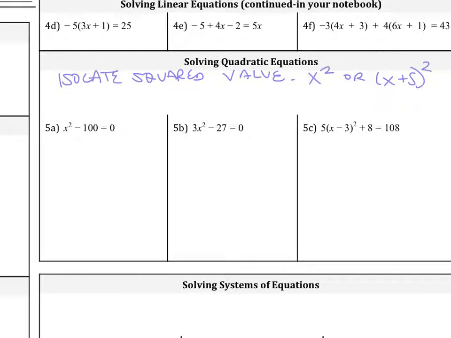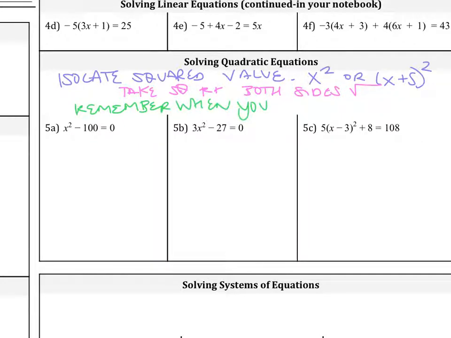Then the next thing we want to do, after we isolate it, is take the square root of both sides. Okay, and that's this symbol. And then you solve for x. So remember, when you take the square root, you get plus or minus whatever is in that square root. Okay, so there's two solutions.